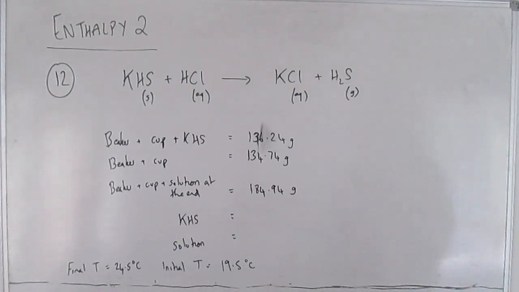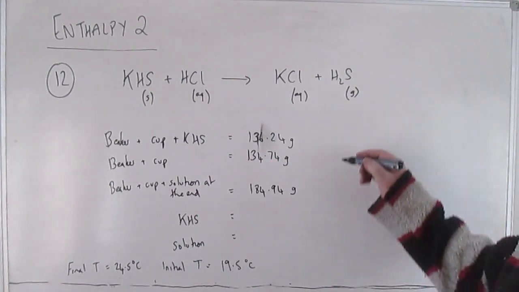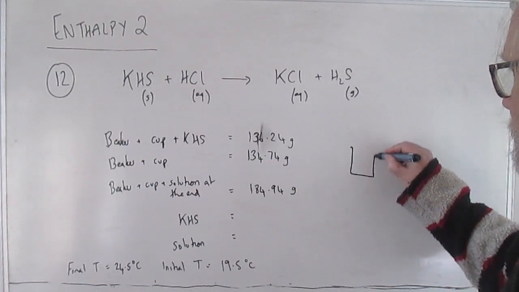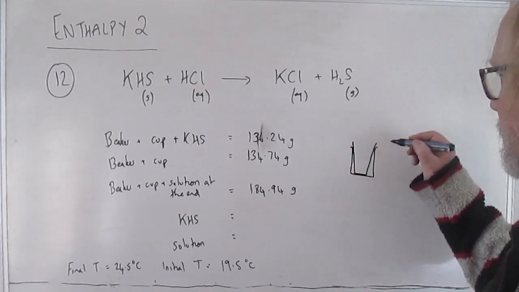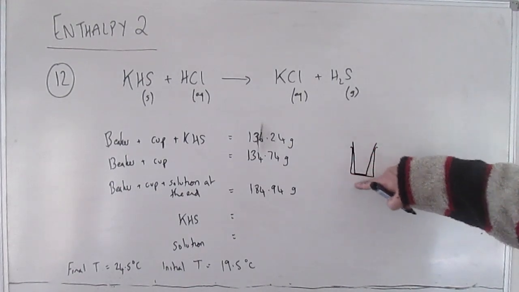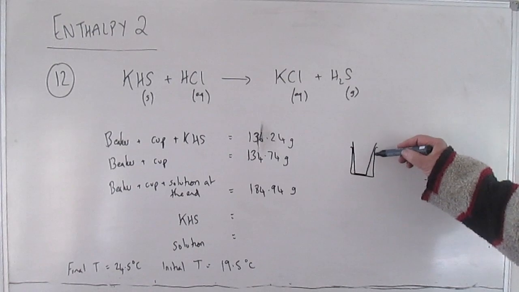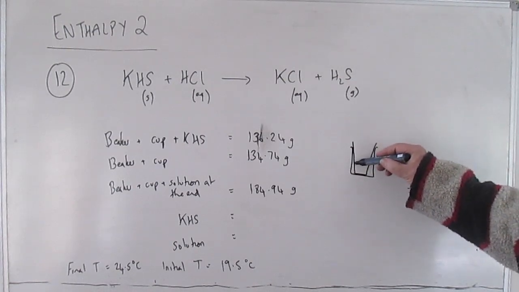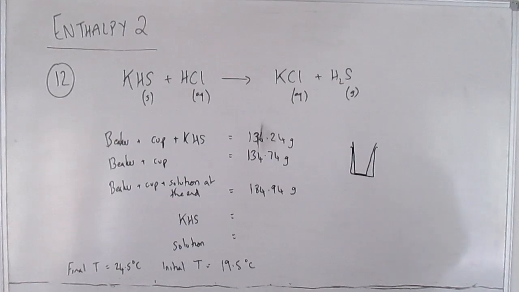So if we look at these first 2 measurements, this is just the beaker and the cup. The idea is that you have a setup like this, so this is the beaker, and that's the cup, and you do that partly to stop the cup from falling over, but also it provides a little bit of insulation because you've got a sort of dead air layer there, which will help to insulate and reduce heat loss.